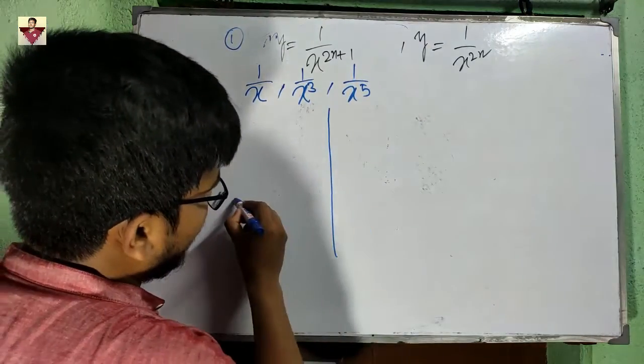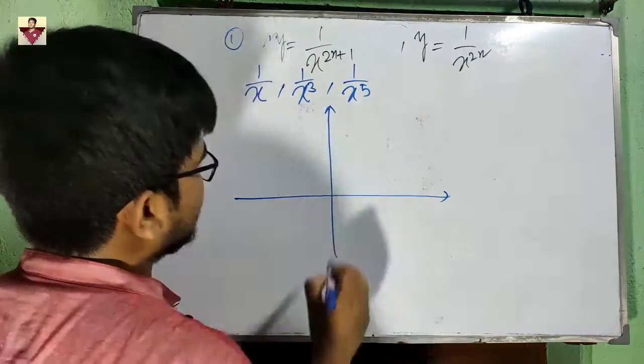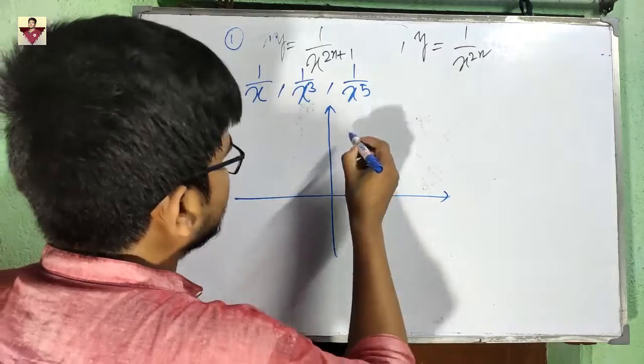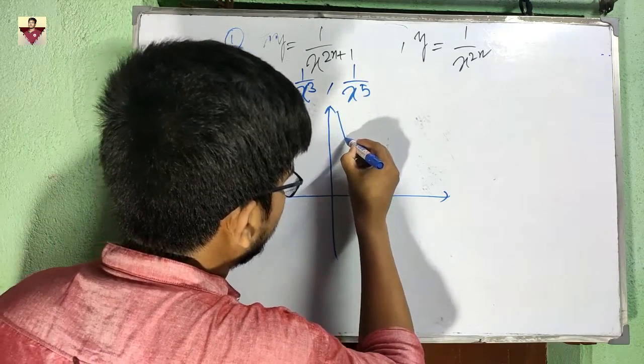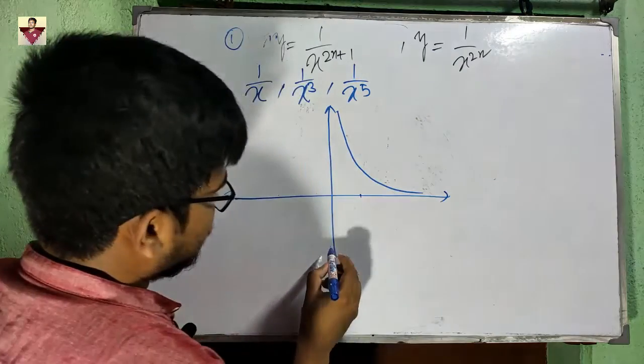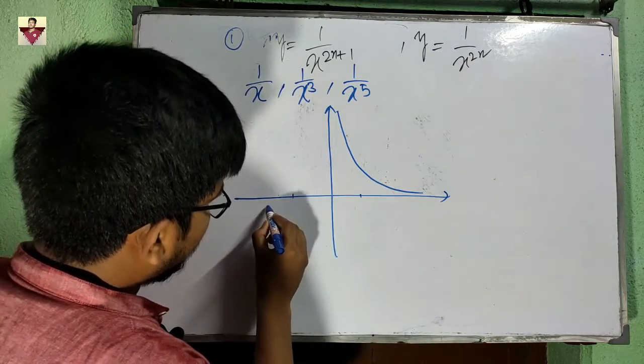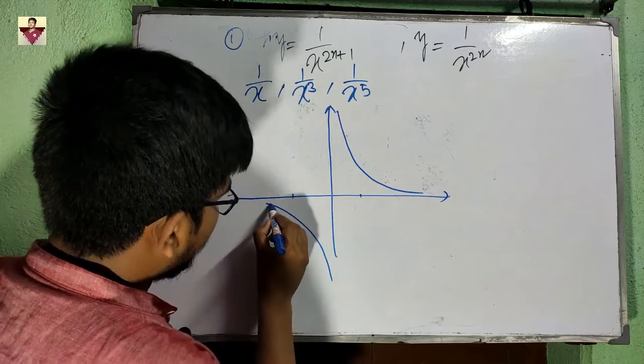Now if you plot y equal to 1 by x, which is a reciprocal function, the graph will be like this. So in this region and in this region.